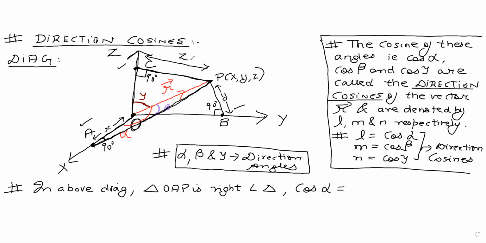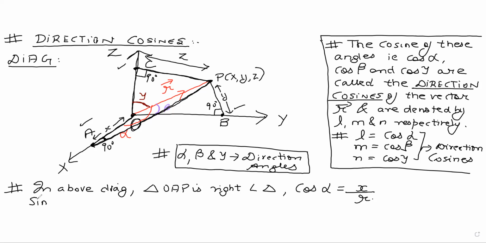So if you look at cos alpha, what is it? It is the base, which is x, upon the hypotenuse. What is the hypotenuse? The hypotenuse is nothing but r. So it is the base upon the hypotenuse. Remember, hypotenuse is the side opposite the right angle. So the side opposite this right angle is nothing but OP, which is nothing but r.